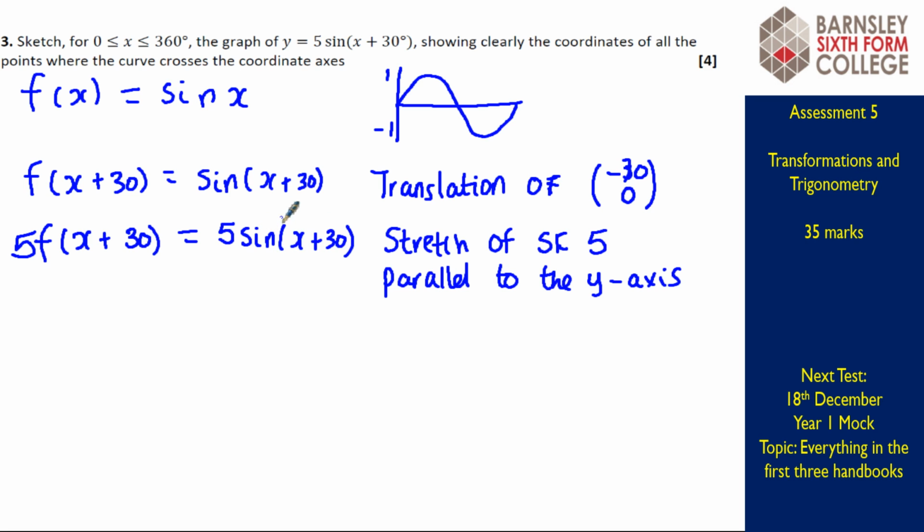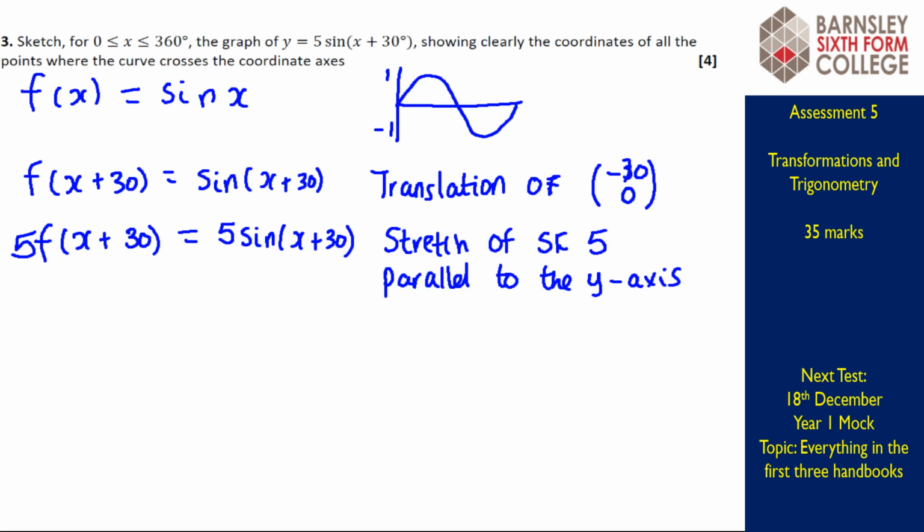Because you work out your sine values, now your sine, even with x plus 30, still ranges between 1 and -1. But then you're multiplying by 5. It's affecting your y values, so it's a change that's happening in the y direction. It does what you'd expect. It does actually times all your y values by 5.